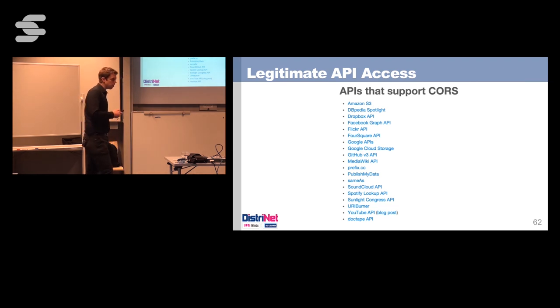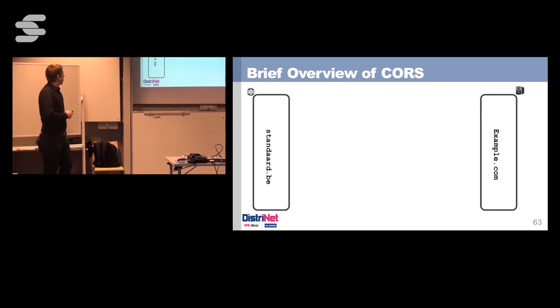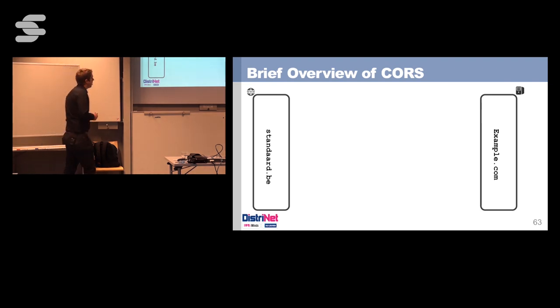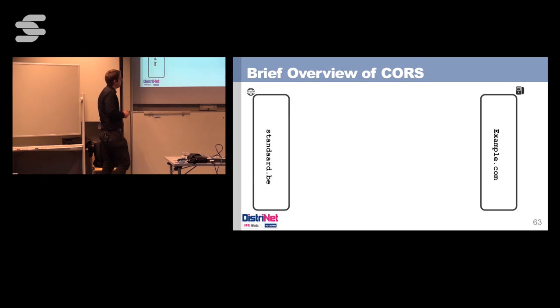So how does this work in a browser? How does this work with CORS? Let's say we have a website here. This is the newspaper. This runs within the browser, and we want to consume an API on example.com.